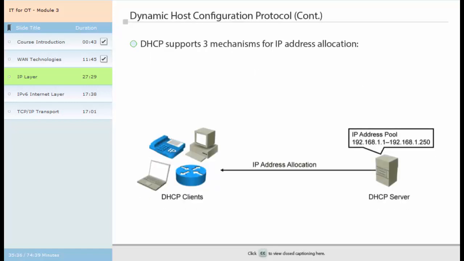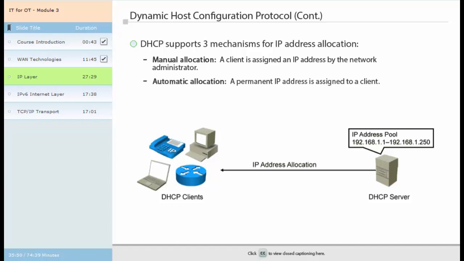DHCP supports three mechanisms for IP address allocation. With manual allocation, a client is assigned an IP address by the network administrator, and DHCP is used simply to convey the assigned address to the client. With automatic allocation, DHCP assigns a permanent IP address to a client. With dynamic allocation, DHCP assigns an IP address to a client for a limited time or until the client explicitly relinquishes the address.